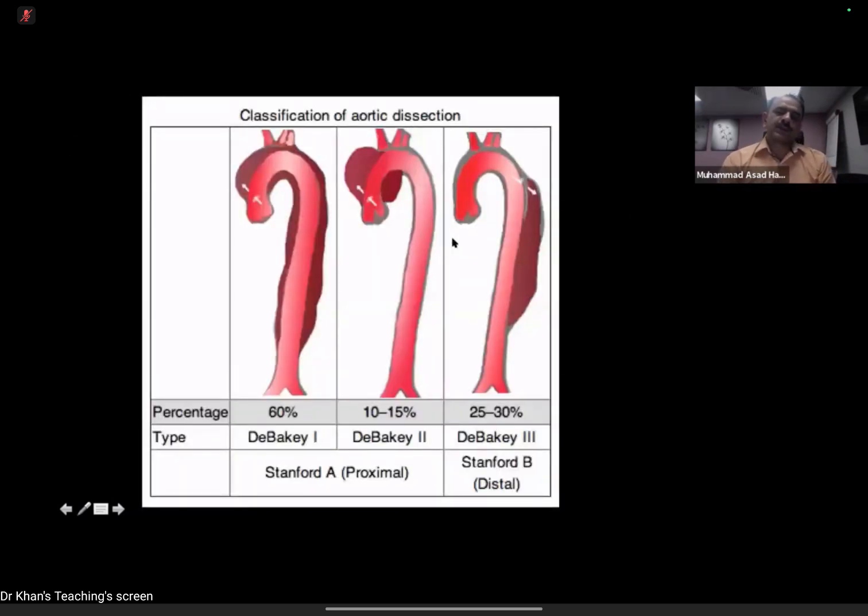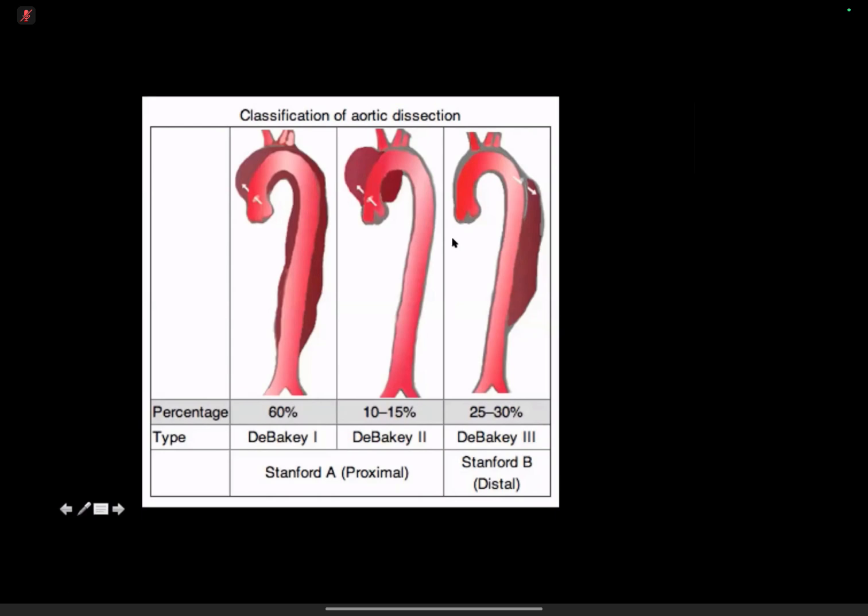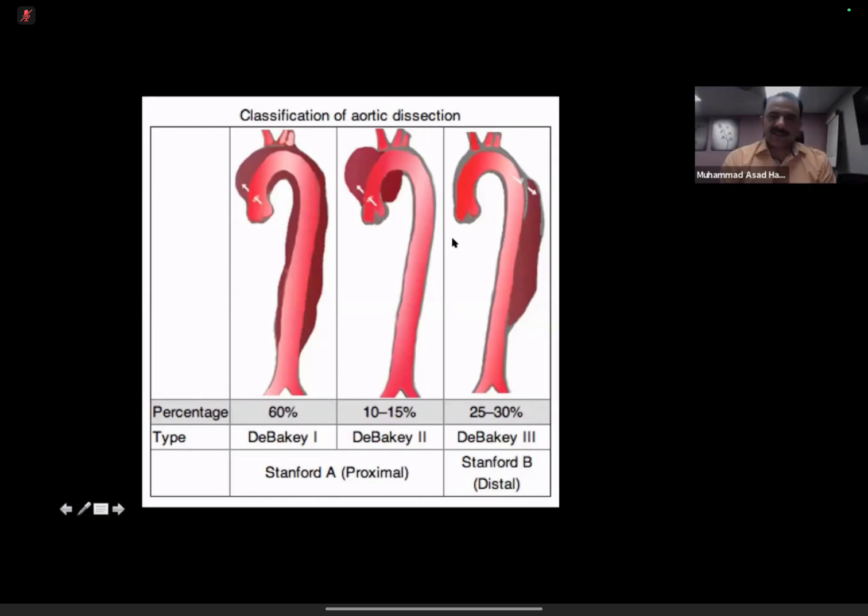Okay. So for the other candidates, when the examiners are asking you, they are basically looking forward to see whether you can classify it. There are two different types of classification. One is Stanford, the other one is DeBakey. Basically, they overlap. It's just in terms of risk stratifying. I tend to follow the Stanford, which as the candidate described. If the dissection is commencing proximal to the left subclavian artery origin, it is Stanford A. If it is beyond the left subclavian, it's Stanford B.